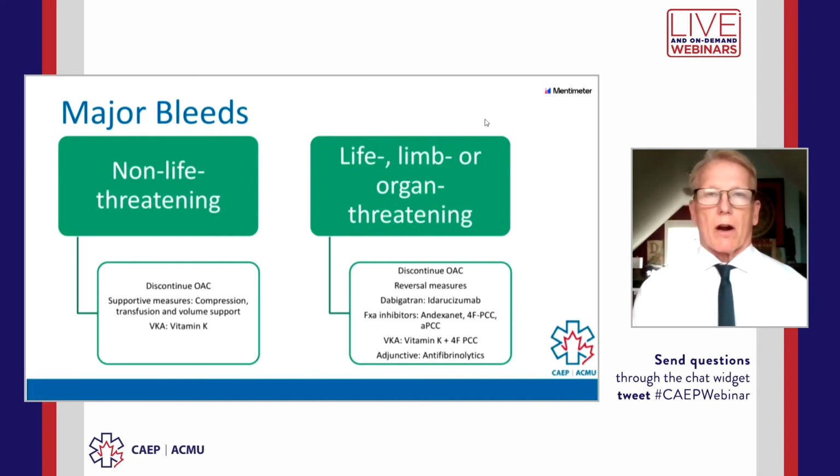Reversal agents are available. We'll talk a little bit about those. They're not the be-all and end-all. The reversal agent for rivaroxaban and apixaban, andexanet alfa, is not yet available in Canada. It has been available in the States for a couple of years, but we're going to do all these other things as well.